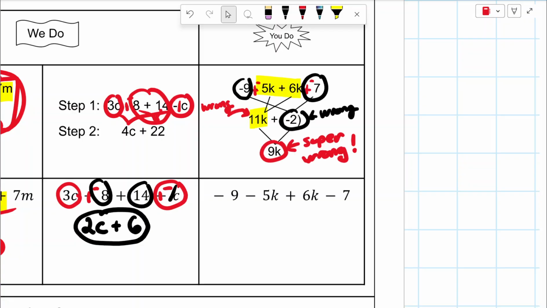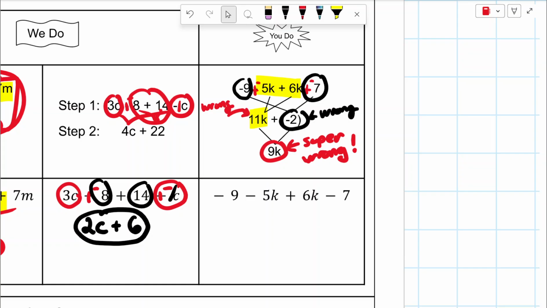All right, I looked at it. Hopefully you found the same thing. I saw some subtraction signs, so I did the additive inverse to both of them. And I know we have to add the k terms together. Negative 5 plus 6 is definitely not 11. And negative 9 plus negative 7 is definitely not negative 2. So those are two wrong moves, but what I saw was super wrong was that they took a k term and a constant and they tried to combine them together to get 9k. That is really bad. You cannot combine unlike terms.